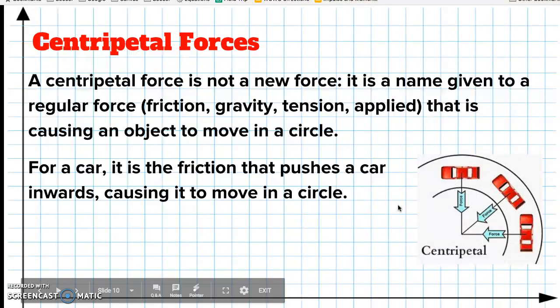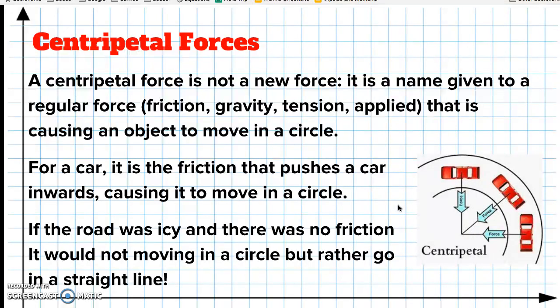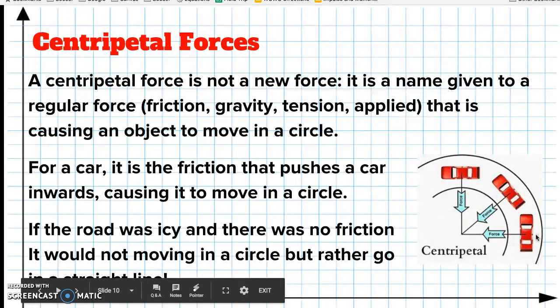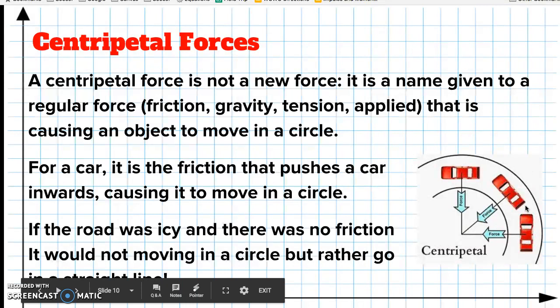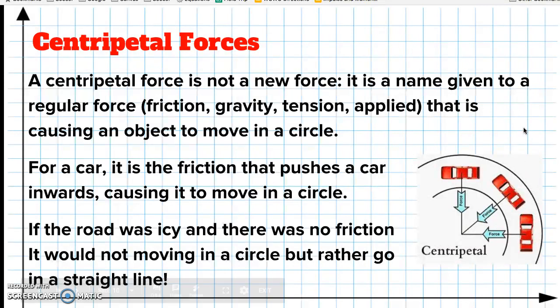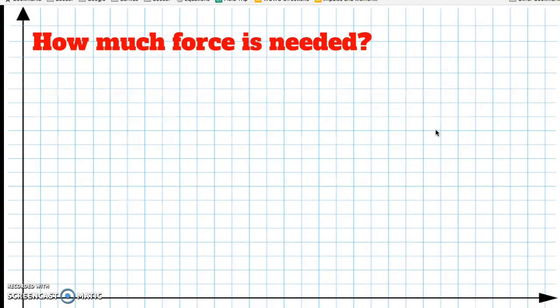It's easy to think about what would happen if there was ice on the road and there was no friction. This car would not have a perpendicular force on it if it was icy, and it would continue to go in a straight line. It would not move in a circle. So in the absence of a center-seeking force, objects would just move in a straight line. And so this car would actually fly off the road if the road was icy, and it wouldn't move in a circle. So that brings us to the question, how much force is needed?